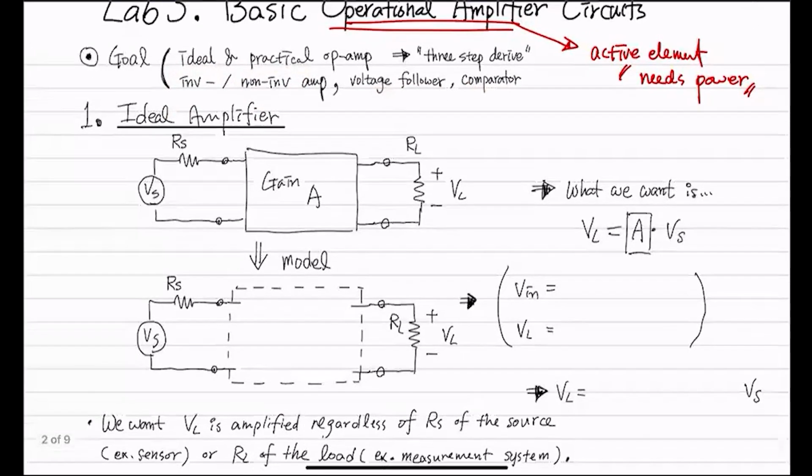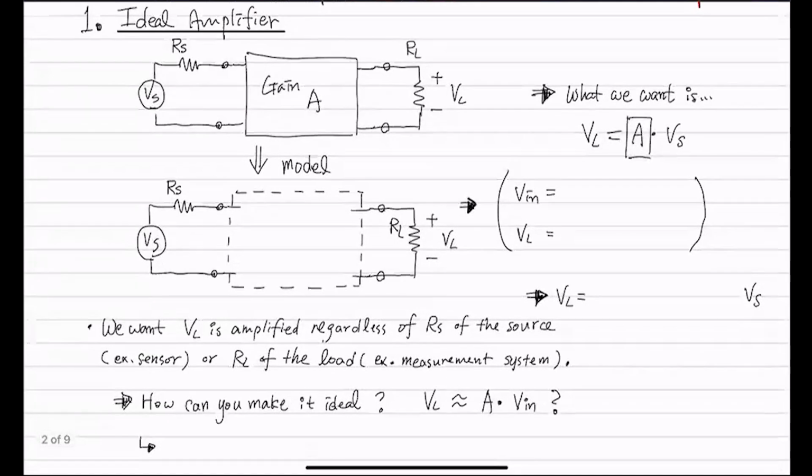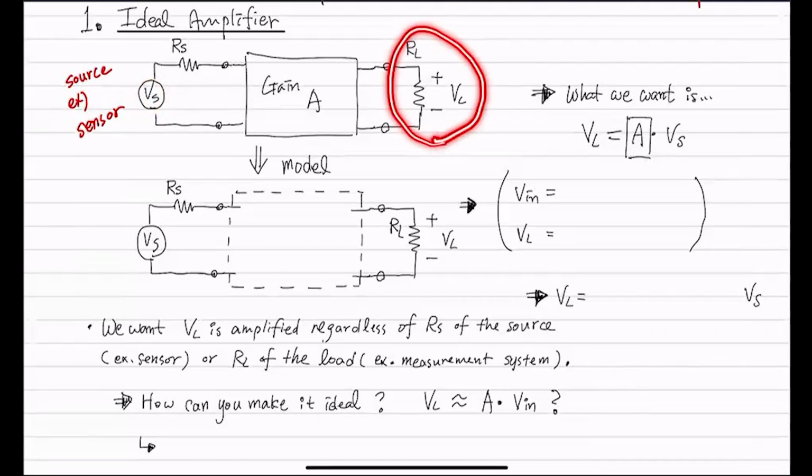So let's first talk about the ideal amplifier, not the op-amp yet. In an ideal case, say you have a sensor, or let's call it a source. You want to measure something from your sensor, and a sensor generally generates a voltage, but that value is tiny and hard to measure. So in that case, you want to amplify it. On the opposite side, you would want it amplified so that you can really measure it. The other side we call the load, for example the measurement system.